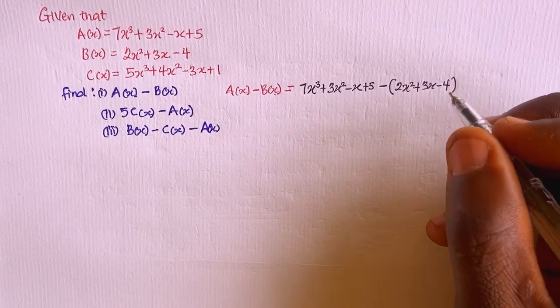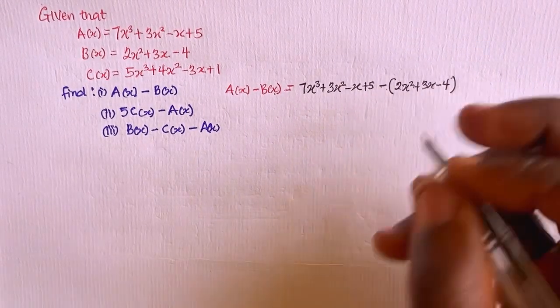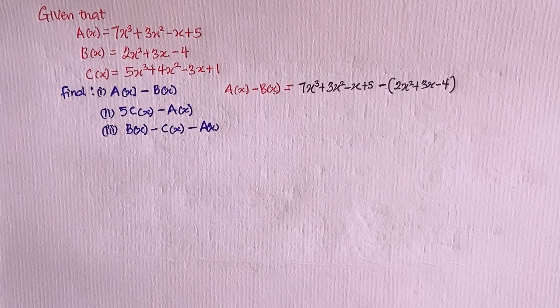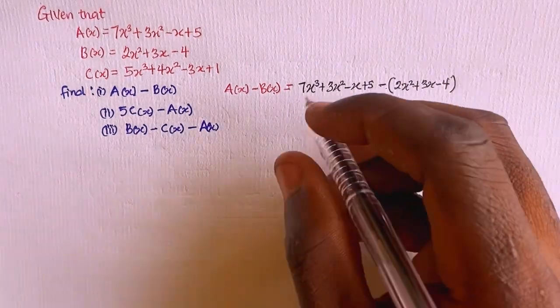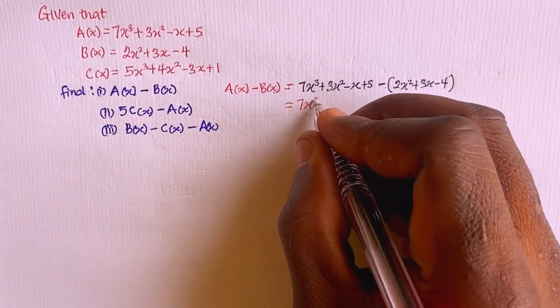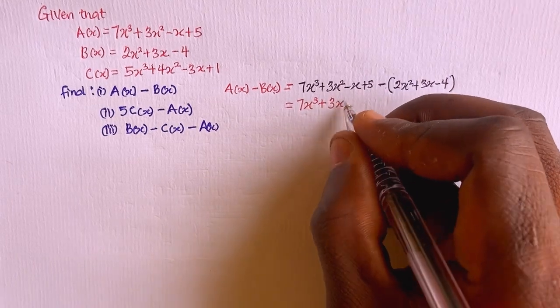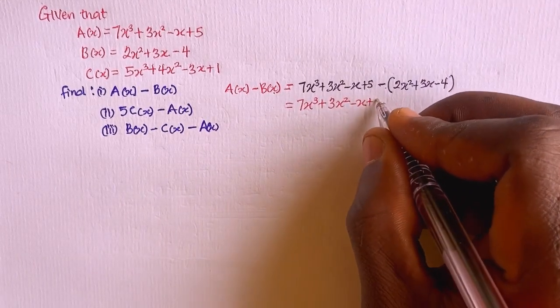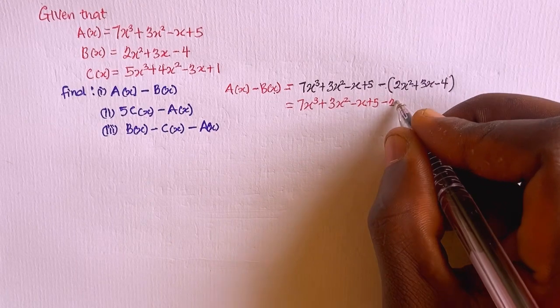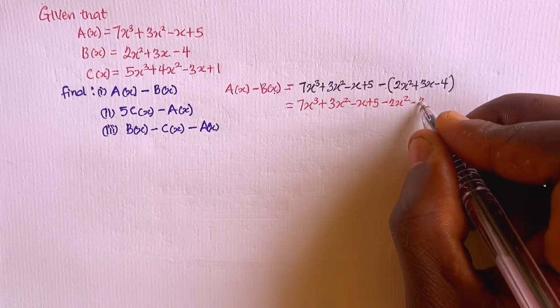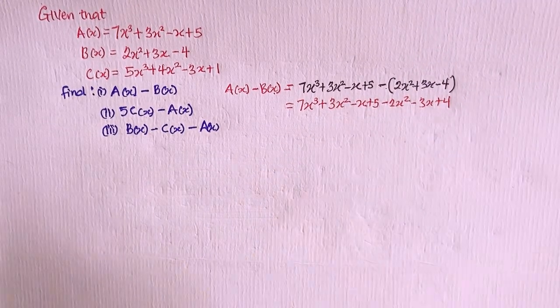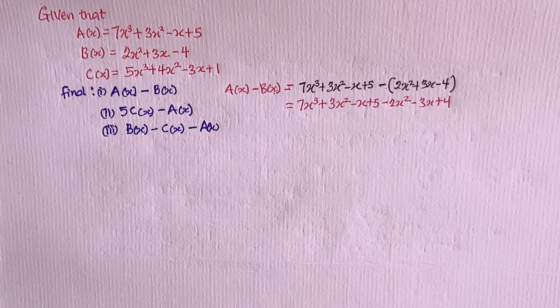Right? So what I'm going to do is that I'm going to use this minus to open this bracket. So if I open the bracket, I should have something like 7x to the power of 3 plus 3x squared minus x plus 5 minus 2x squared minus 3x plus 4. Then after that, I'm going to collect the similar terms.